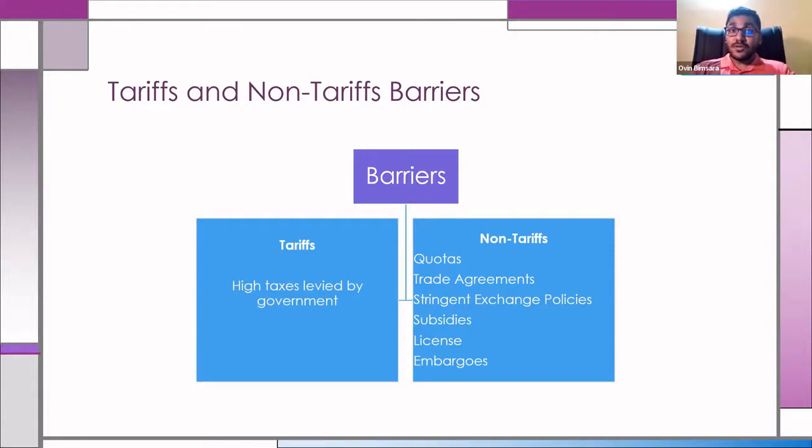Or it can be a license. When it comes to coming to your country and starting operations, or when it comes to doing imports and exports, if the government is asking to follow some stringent procedures to obtain a license, it will discourage foreign trade.